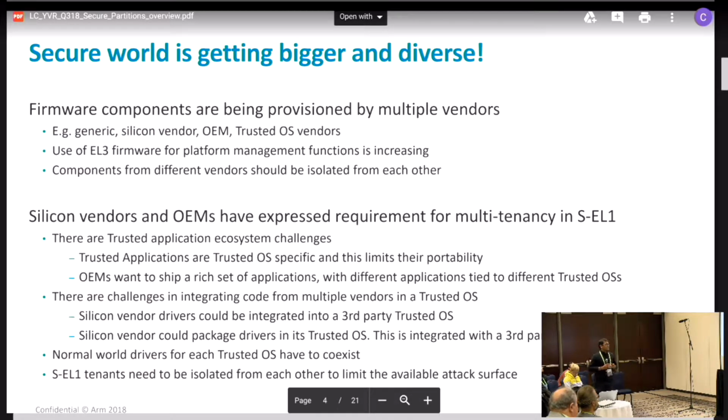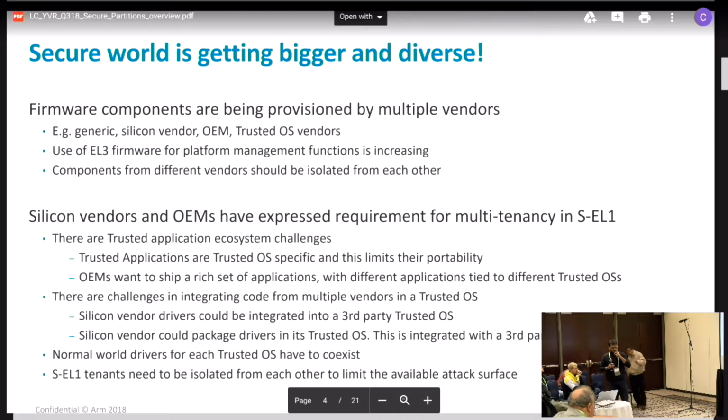In secure EL1, what we are seeing is a requirement from SIPs and OEMs for multi-tenancy, where multi-tenancy basically means you need to run multiple trusted OSs together. The main reason behind that being OEMs want to ship their devices with a rich set of trusted applications. And a trusted application is written against a particular trusted OS. And it's either not desirable or not trivial to take a trusted application written against one trusted OS and port it to another trusted OS. So it's basically not very portable.